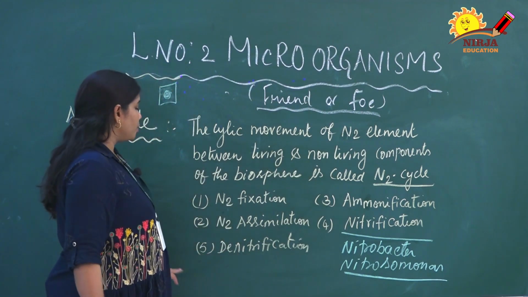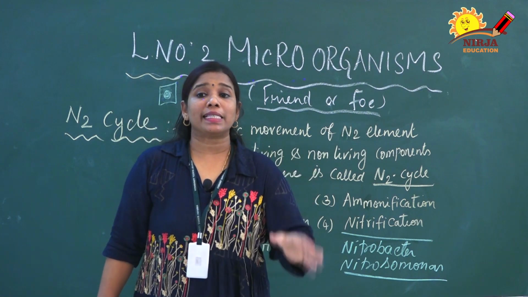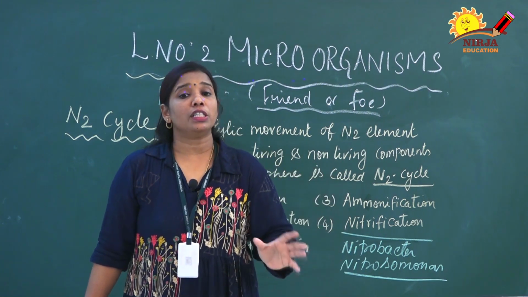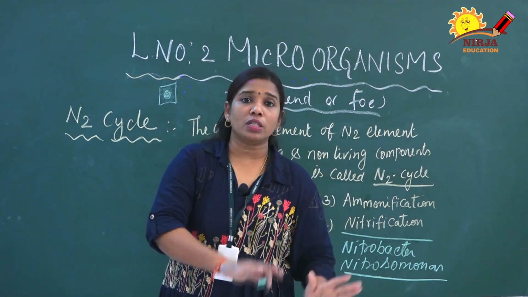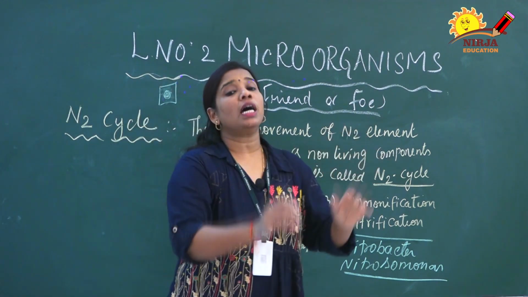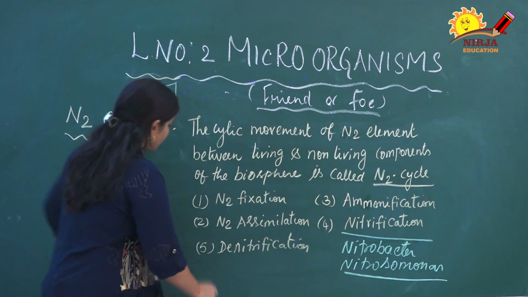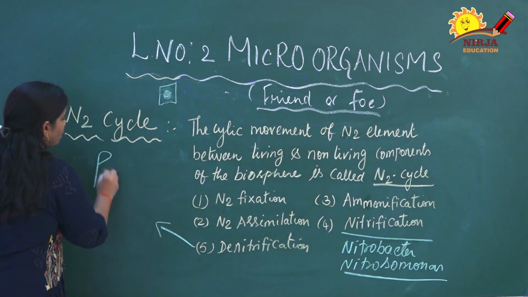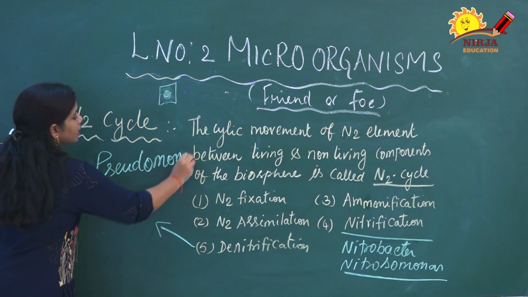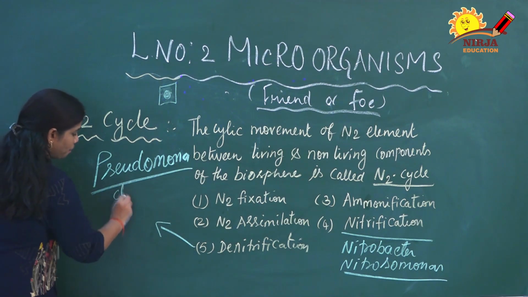The last process is called denitrification. The conversion of nitrates present in the soil or water into free molecules of nitrogen is called denitrification. Once again, the nitrates are converted into nitrogen, so it goes back to the atmosphere. That process is called denitrification. This process can be done with the help of one bacteria called Pseudomonas. Pseudomonas is also called a denitrifying bacteria.